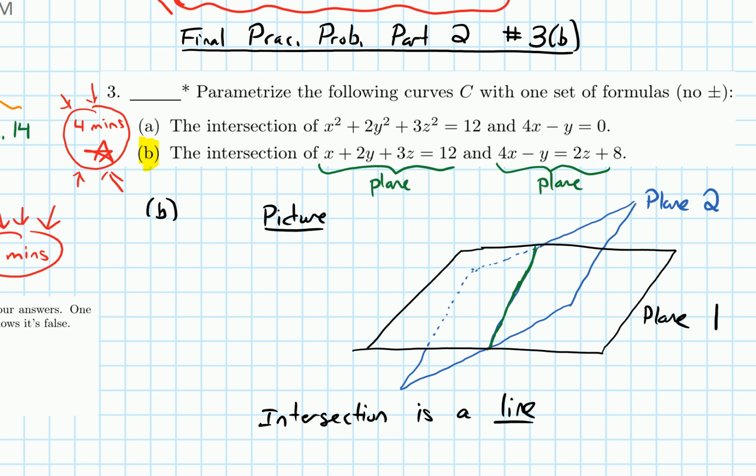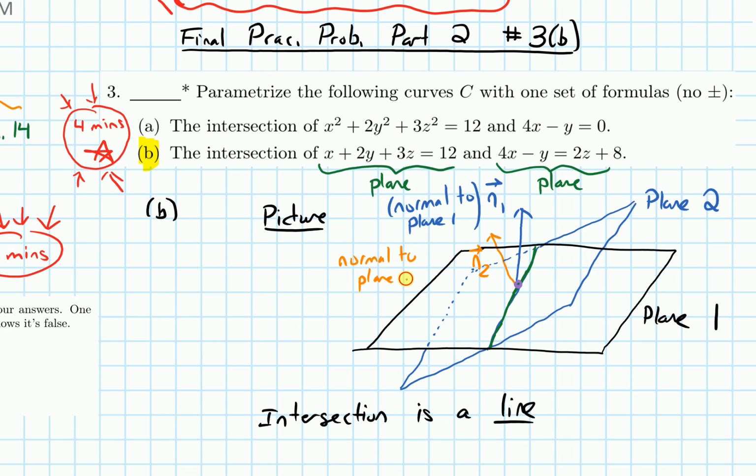One of the ways that we can do this is to take a normal vector to one of the planes. Let's say I take a normal vector to plane 1, and I call this N1. So N1 is normal to plane 1. Now let me draw a normal vector to plane 2. This one's going to be angled like this. I'm calling this N2, and that's normal to plane 2.